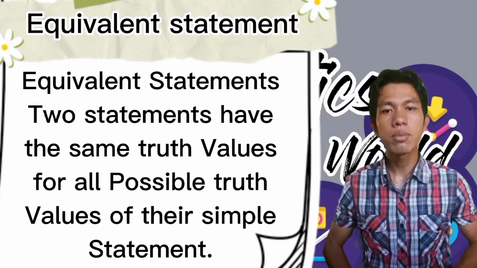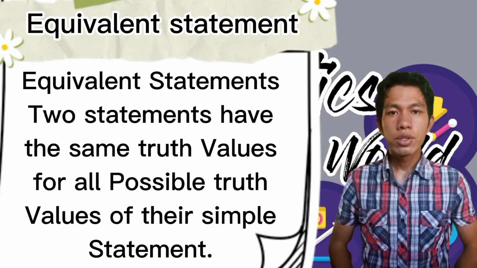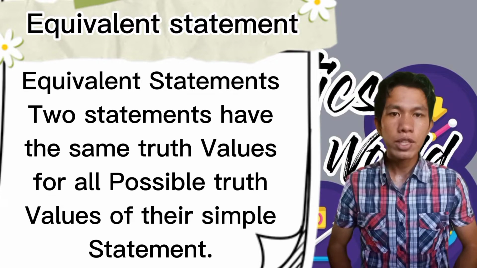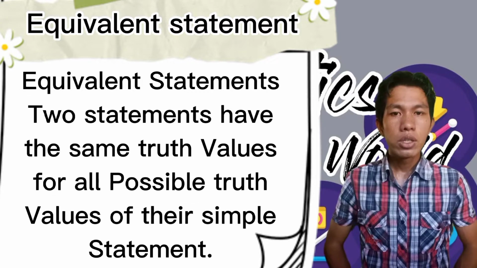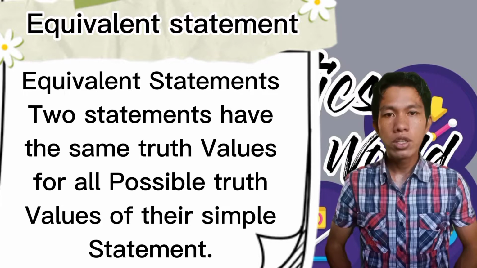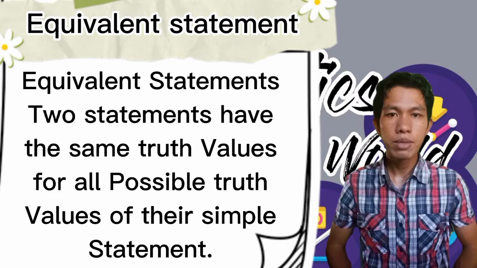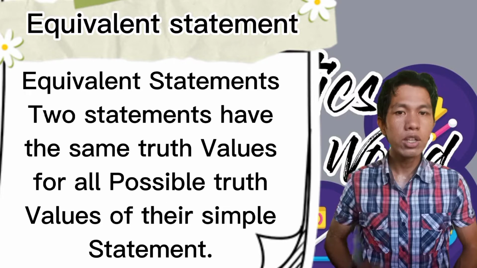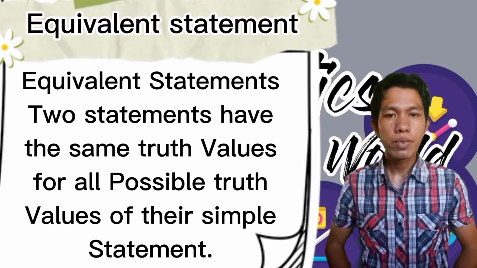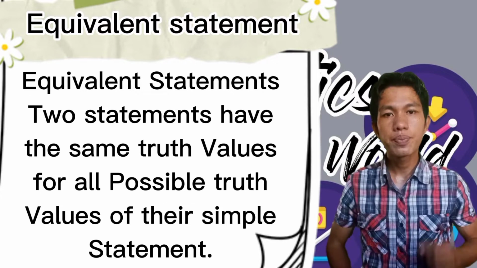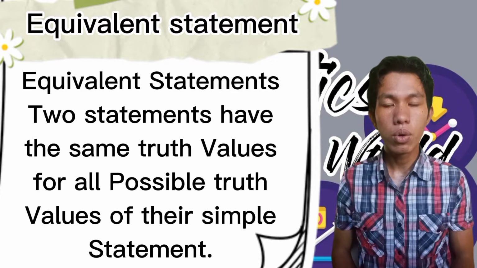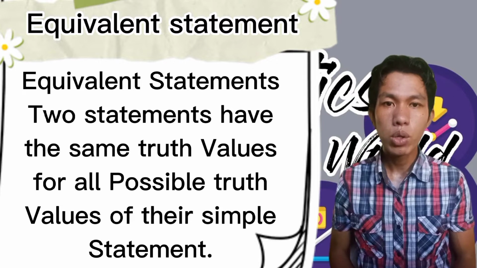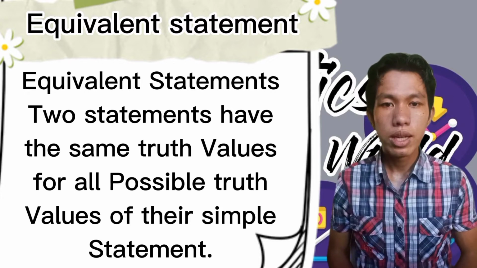Equivalent statements are two statements that have the same truth values for all possible truth values of their simple statements. So these are statements that are written differently but hold the same logical equivalence. To know what an equivalent statement really is, I will give an example of it. So, let's go.